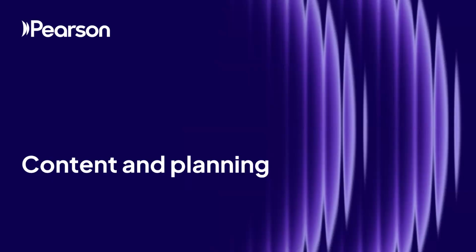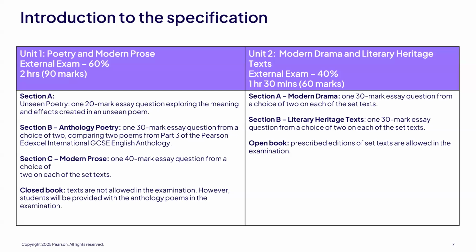Okay, so getting started on the specification and the anthology, we're going to have a quick look at these main documents for the teaching of the modular course. So just an introduction to the specification. The modular has two exam components. The modular doesn't have the coursework option. If you want to do the coursework, then you have to do the linear course where students do everything at the end of the 2 years.